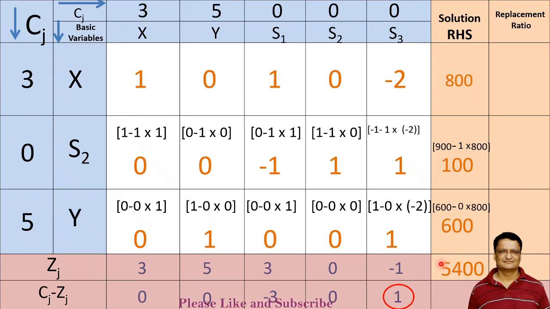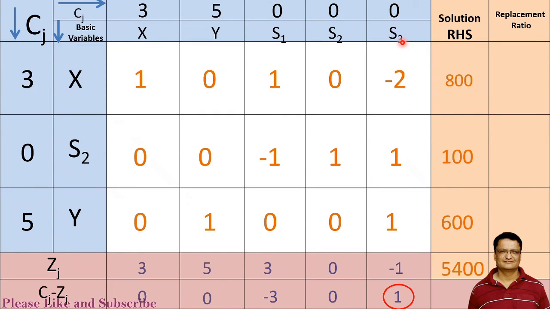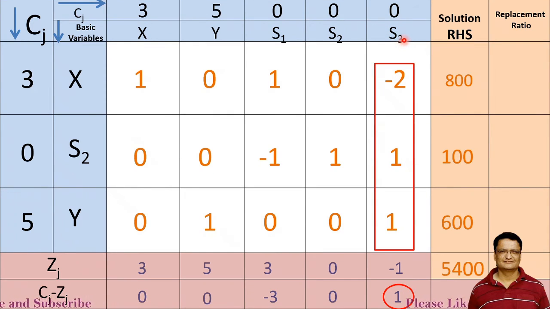So we have to see, by making one more iteration, can we improve this profit? Please note down this figure, 5400. Now moving to the next iteration one more time, for that I need to know what my entering variable is. Now the entering variable is s3, right? Why is the entering element s3? Because this is a positive value and it corresponds to s3, and I call it the key column.